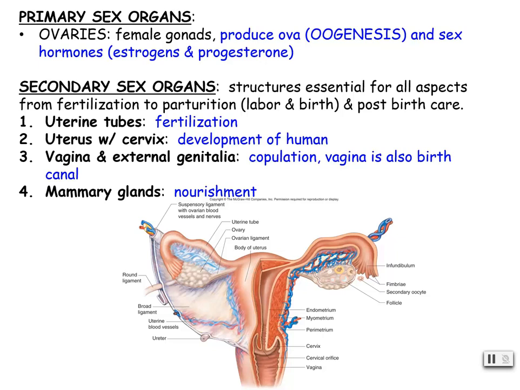The secondary sex organs, these are structures that are essential for all aspects from fertilization to parturition, and then also for post-birth care. And so we're going to go through our structures and talk about their functions. But the breakdown is the uterine tubes are going to provide that site for fertilization. The uterus with the cervix, development of the embryo and then the fetus, so the human. The vagina and the external genitalia, that is for copulation, so for coitus, for intercourse, and whatever words you and your friends came up with. The vagina is also the birth canal. Then post-birth, the mammary glands are for nourishment. So in this talk, I'll talk about the breast anatomy, but then I won't discuss lactation until we make cave kid.